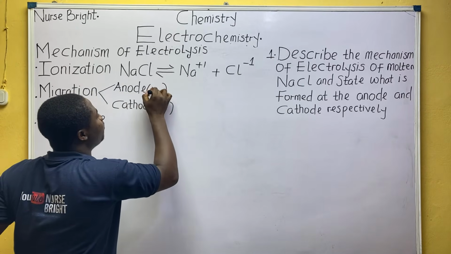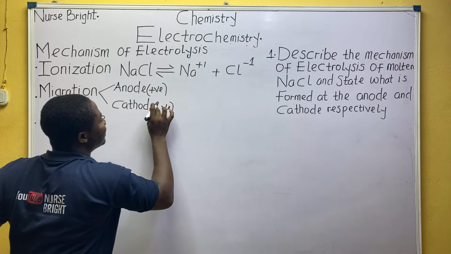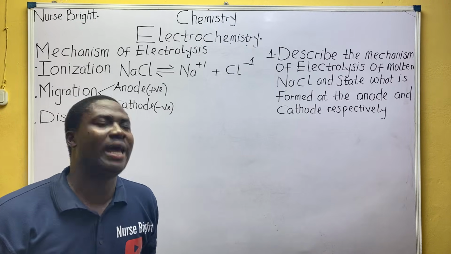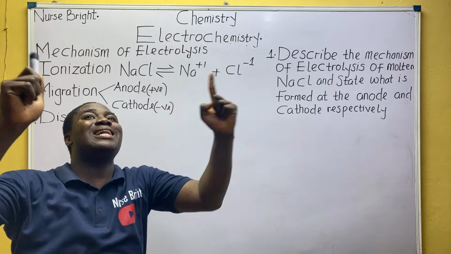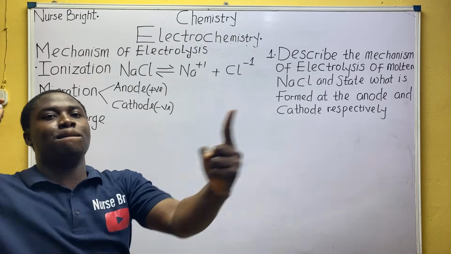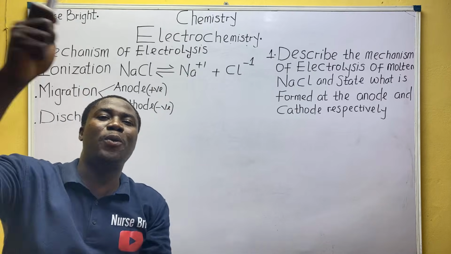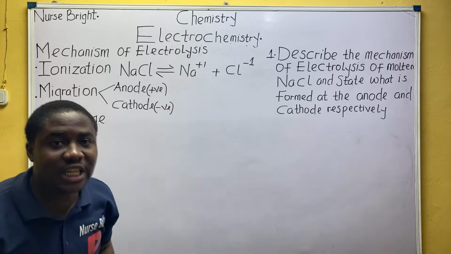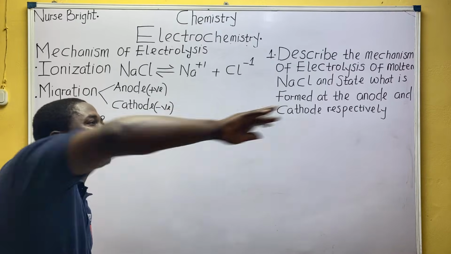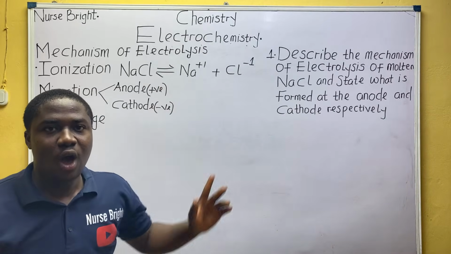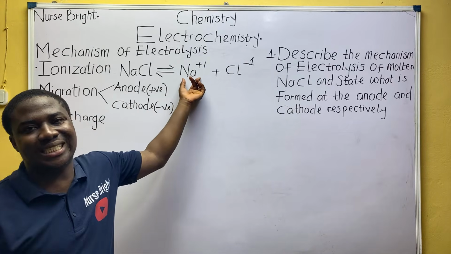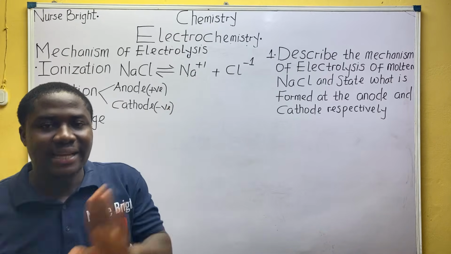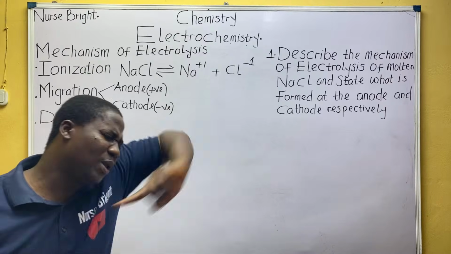And in an electrolytic cell, which one is positive? Anode. Which one is negative? Cathode. According to Charles Augustin Coulomb, like charges repel and unlike charges attract, plus and minus attract. So you look at the charges of your ions and migrate them based on the charges of your terminals. If you are positive, you go to the negative pole. If you are negative, you go to the positive side.